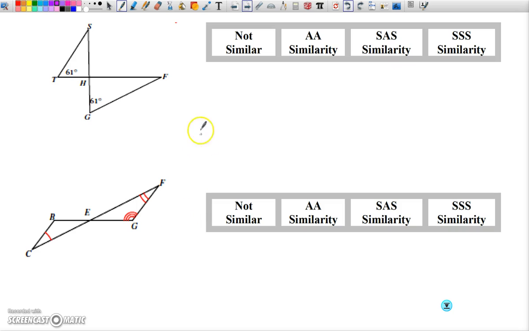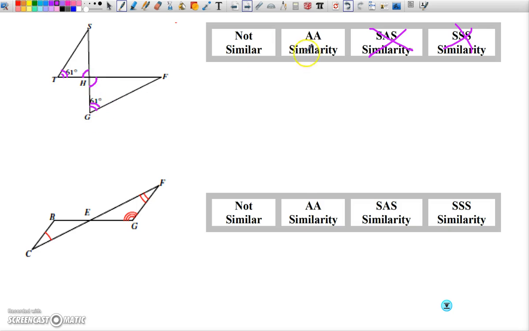All right, and our next one here, so we have one angle, so that eliminates side, side, side because we don't have any sides. Again, because we don't have any sides, it can't be side, angle, side. And so we have 2 other options left. Well, we have a vertical angle here, and these being marked as 61 obviously means they are congruent.